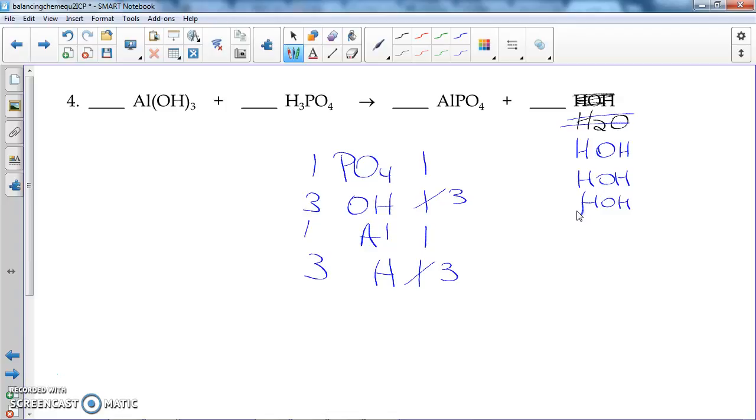There's only 1 Al(OH)3, so I leave it. H3PO4, 1 of them, so I leave it. AlPO4, 1, so I leave it. And then I have 3 HOHs, so I put a 3 in front.